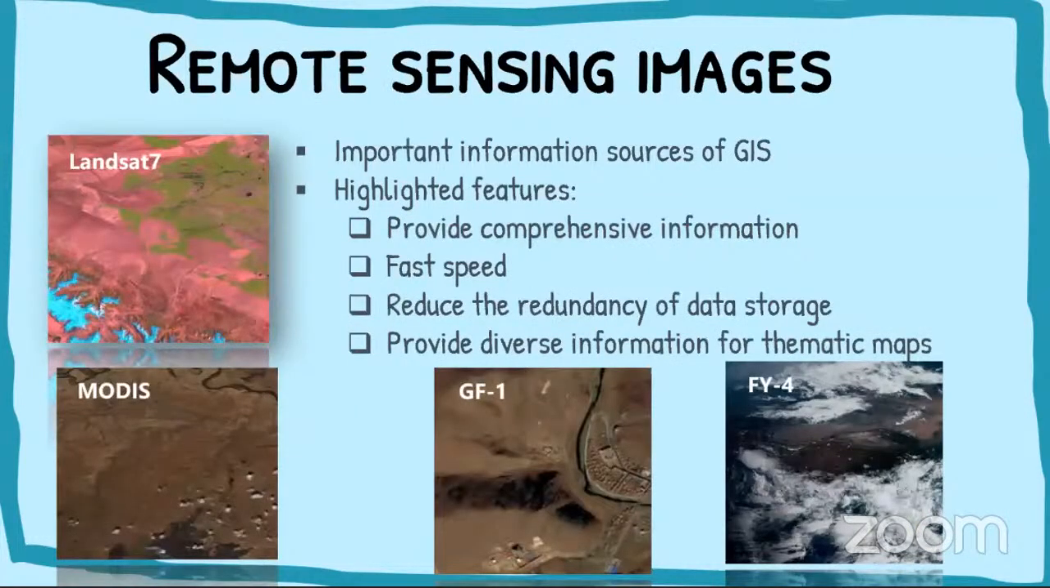Next, we have remote sensing images, which always provide an important information source for GIS. RS, or remote sensing, can provide you with comprehensive information of a certain data set, and it has a fast speed. Other than that, it also helps to reduce the redundancy of the data storage, and at the same time, it provides us with diverse information for thematic maps. As you can see in the slide, these are some examples of remote sensing images, such as Landsat 7, MODIS, GF1, and also FR4.